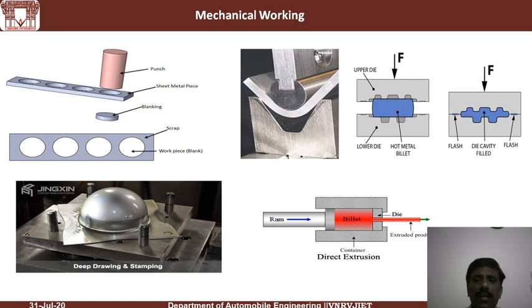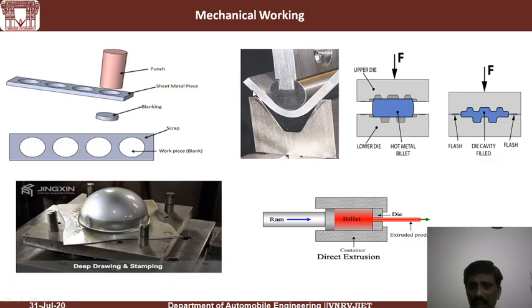The next one is the metalworking process. In the metalworking process, as I said earlier, there are two classifications. One is bulk manufacturing or bulk deformation process. Another one is sheet metalworking process. In the bulk deformation process, we will not remove any material, but instead we change the shape from one form to another form.